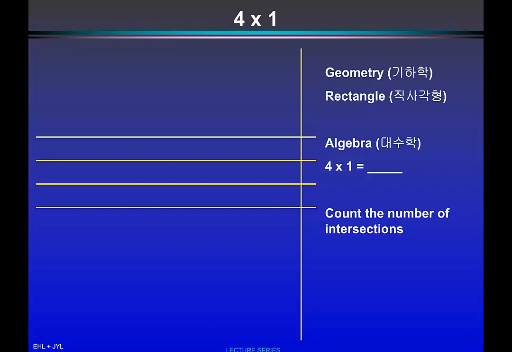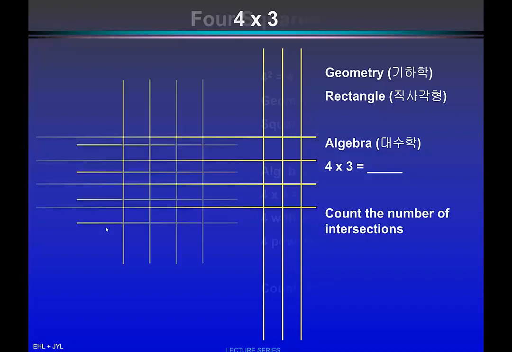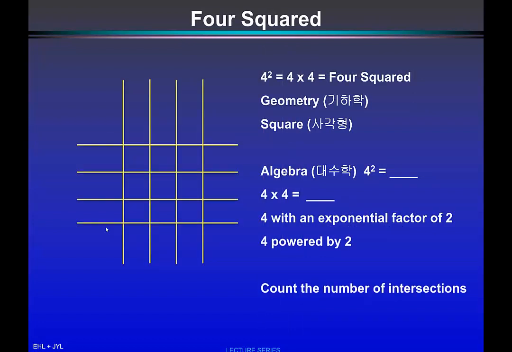4 times 1 is 4. Okay, let me move to the next screen. 4 times 2 is 8. 4 times 3 is 12. 4 squared, or 4 times 4, is 16. And you can count the number of intersections.